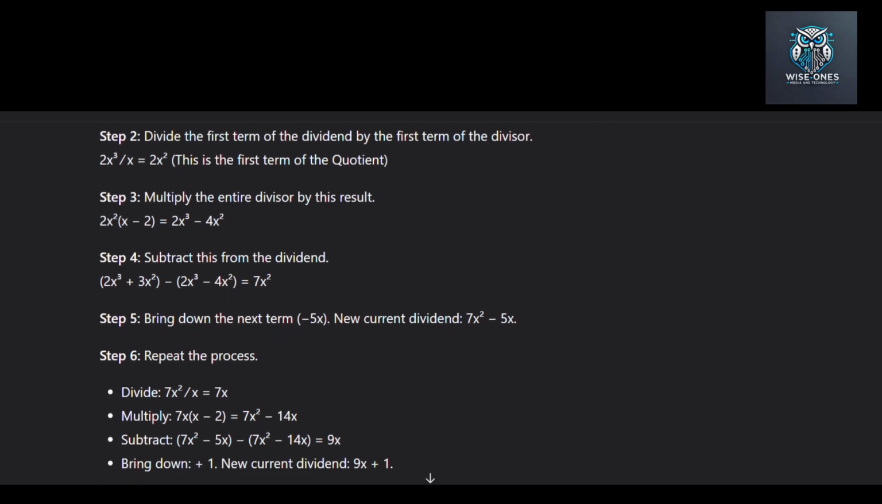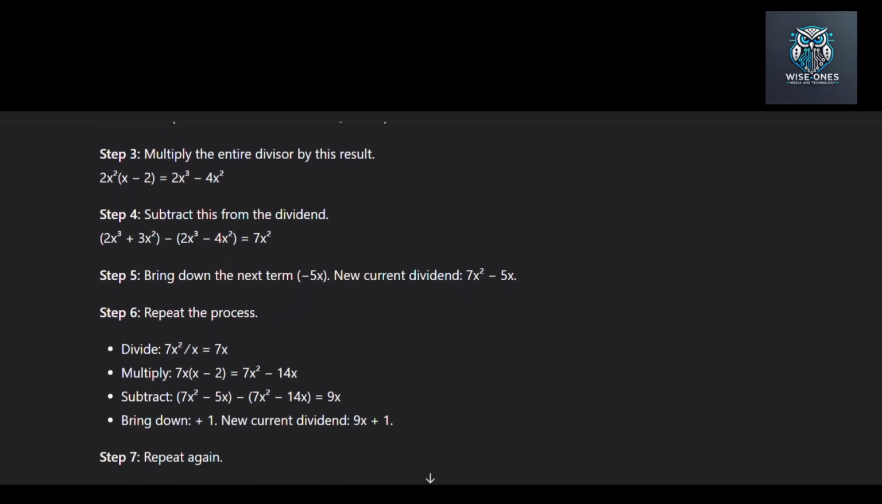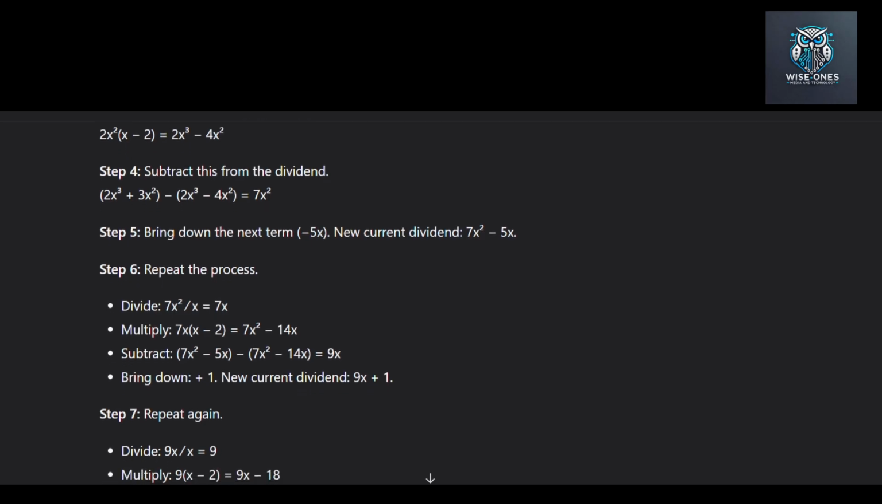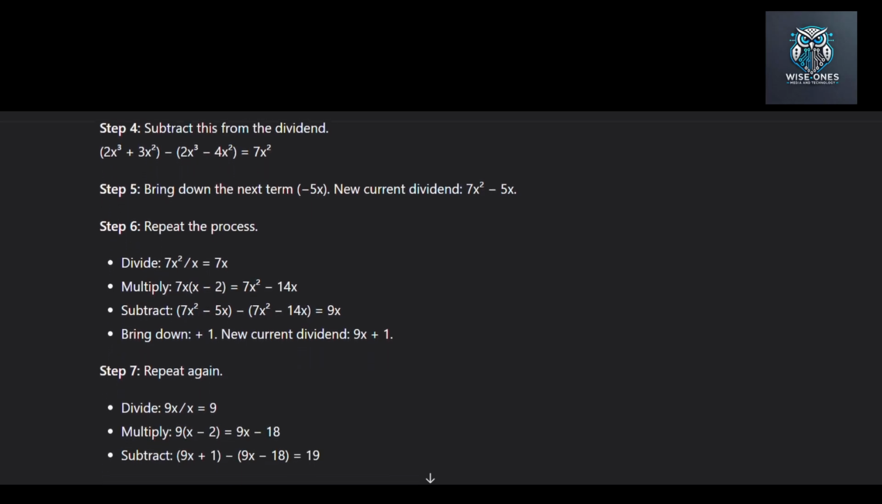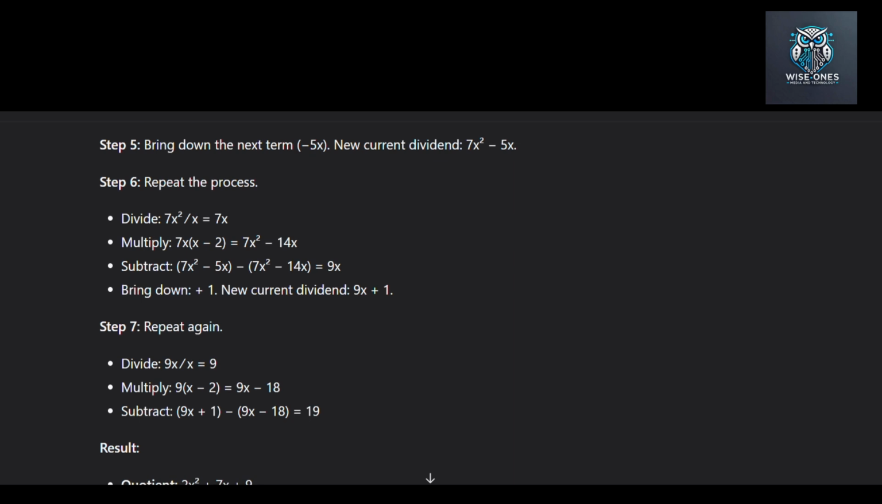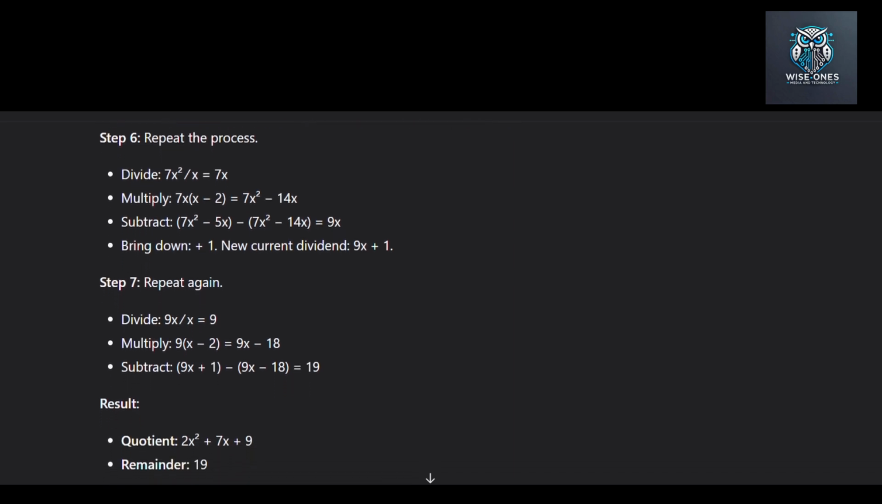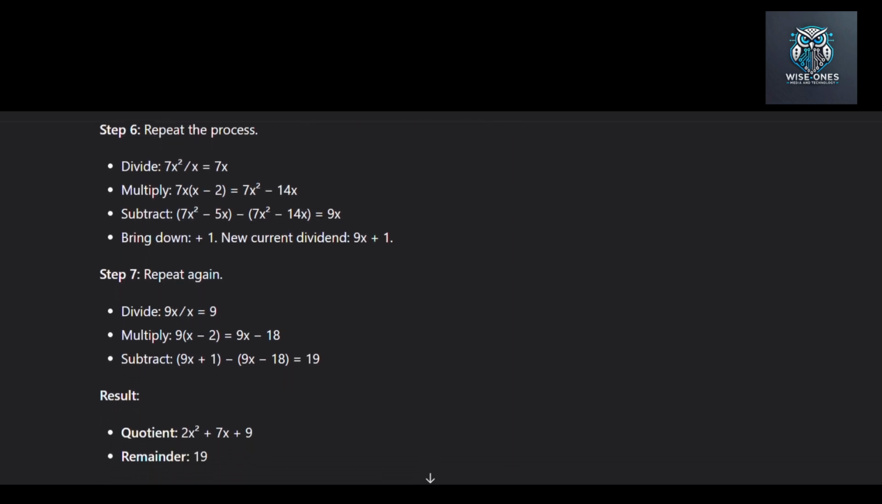Multiply the divisor by 7x. 7x times x is 7x squared. 7x times negative 2 is negative 14x. So we get 7x squared minus 14x. Subtract this from the current dividend. 7x squared minus 5x minus open bracket 7x squared minus 14x close bracket.